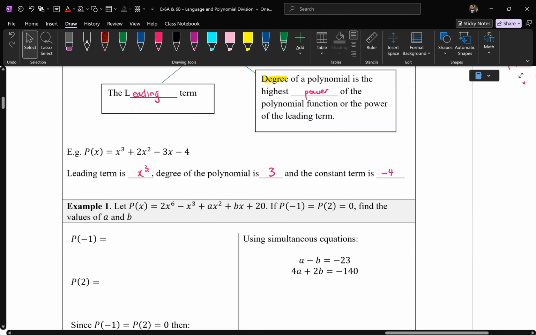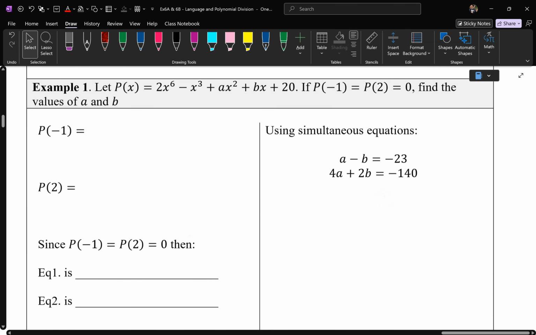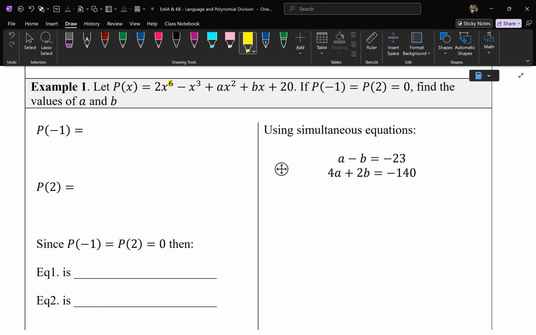Let's do an example. Let's have a look at this one. So I've given you a polynomial function. This is not a quadratic, it's not a cubic, it is currently a degree of 6. So you can just say x to the power of 6. I don't even know the name for it, right? We've got a leading term, which is clearly 2x to the power of 6, and the constant term is 20. Great. Your job is now to read, what does this mean?